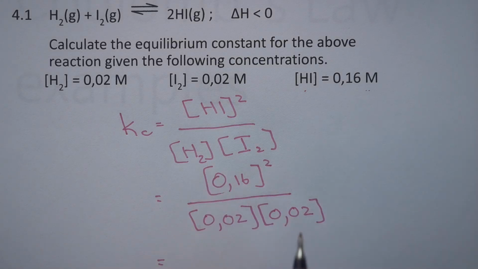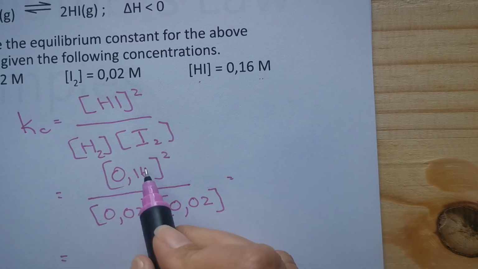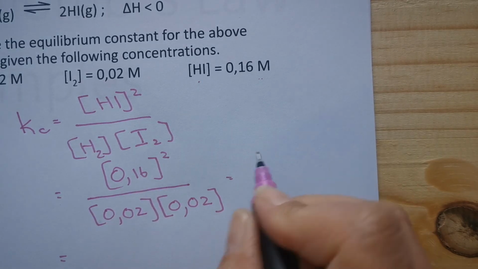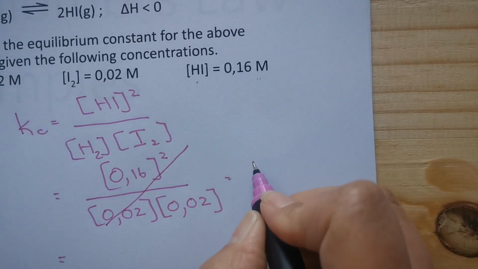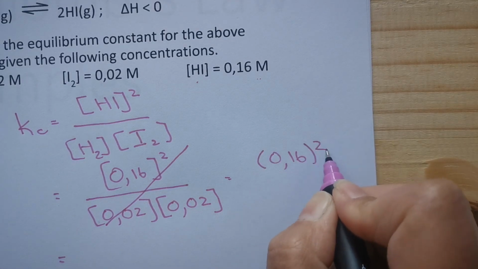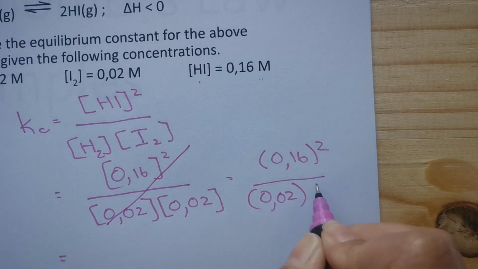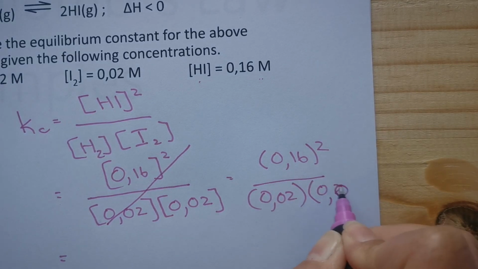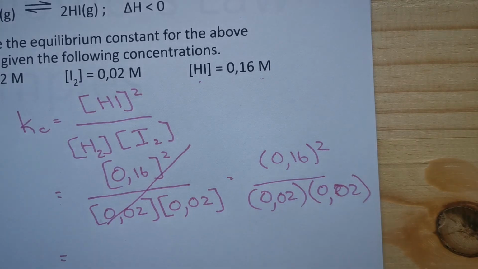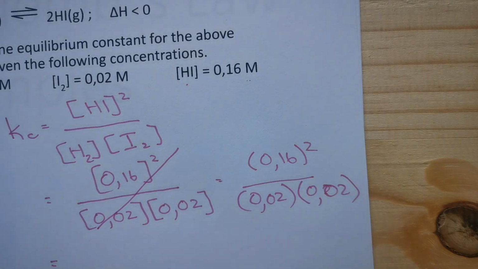I just need to change something. I beg your pardon, but this is important. Once I'm writing down the concentrations, I can get rid of the square brackets. So just ignore that one for a second. What I should have written is 0.16 squared over 0.02 times 0.02. Do you understand that because I'm now dealing with concentrations, I no longer need to indicate that it's concentration by using a square bracket, so I just use normal round brackets.